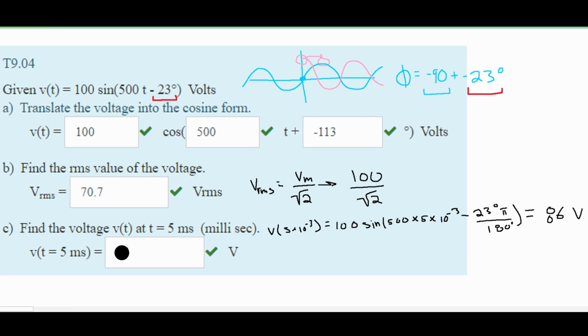Now we're going to solve for our cosine in gray. We have V of 5 times 10 to the negative 3 equal to 100 times the cosine of 500 times 5 times 10 to the negative 3 minus, and then this is our degrees in here that we're going to convert to radians, so it's 113 degrees times pi over 180 degrees. If we carefully plug this into our calculator, again using radians, we are going to get approximately 86 volts. So that has to be the answer, and we did the rest of the problem correctly.